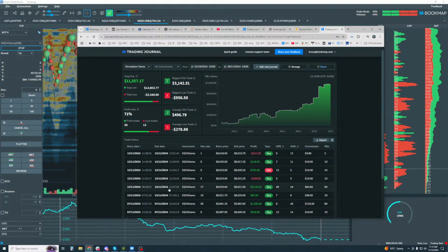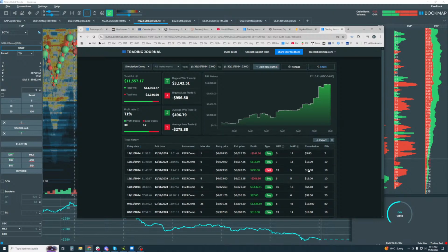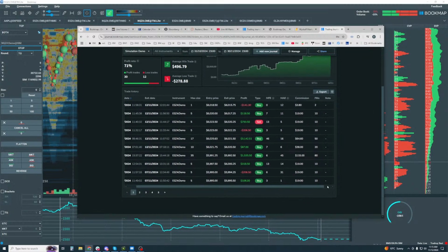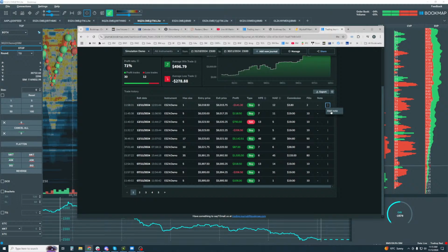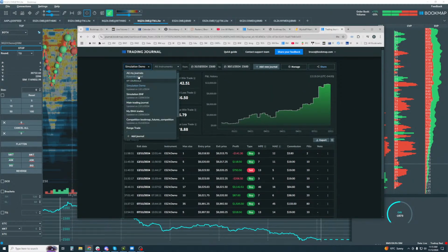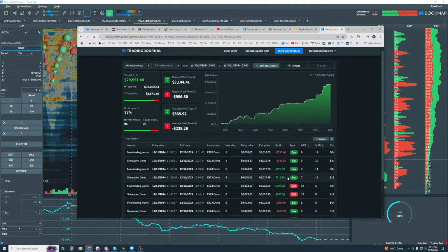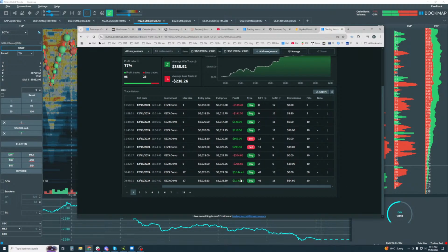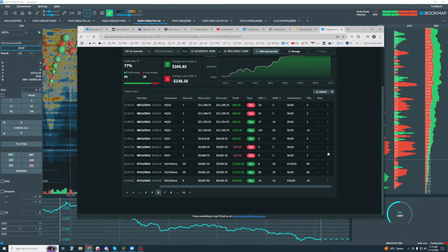Today's the 12th. So you can filter by the date here, or you can filter by profit, loss, MFE, MAE, whatever it is that you want to take a look at. You can see that I'm also getting charged commission in here. Now, like I said, in this account you don't have the option to edit or delete these trades. You can add a note, but if I go to all trades, all my journals in here, and then go to something that's not the demo, you can move them around into other accounts, etc.